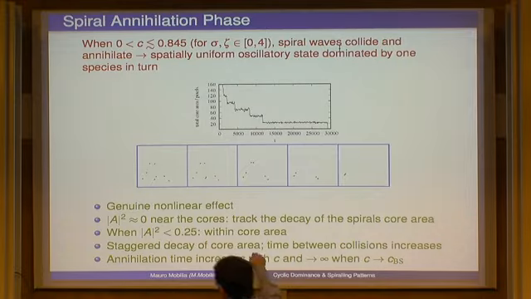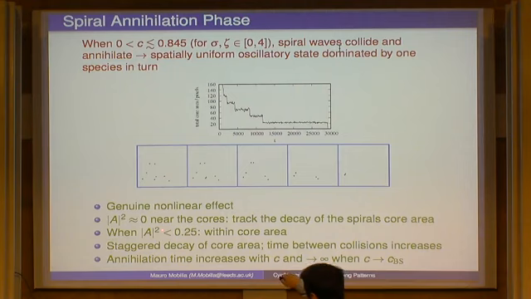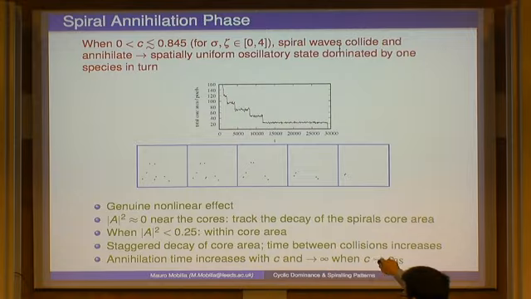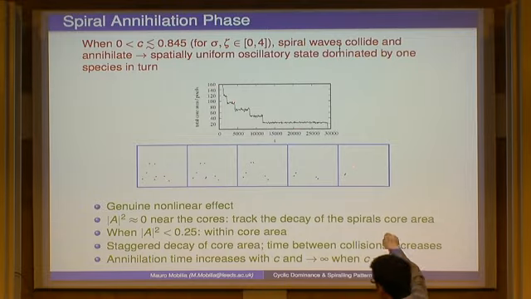So what is plotted here is essentially the dots here correspond to these core areas. So that's where you have the core of your spirals, right? And as time goes on, they approach, they meet and they annihilate, right? And so the total core area goes down, and if you wait long enough, they will annihilate.